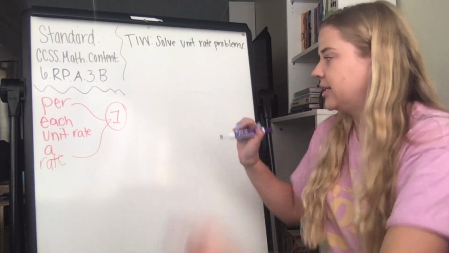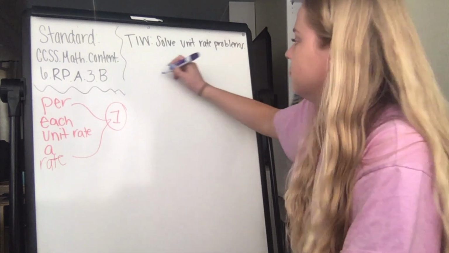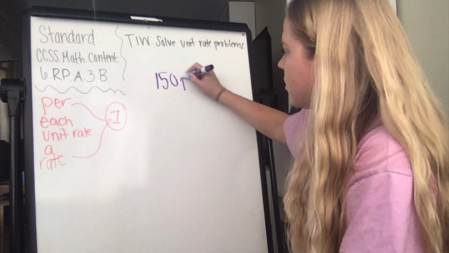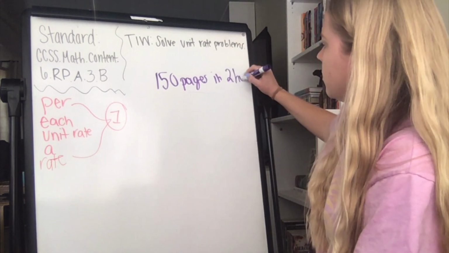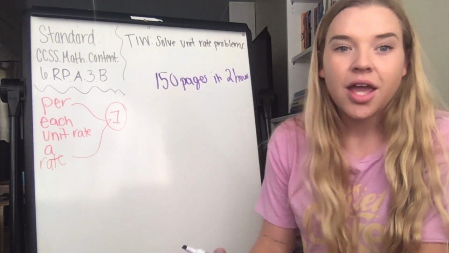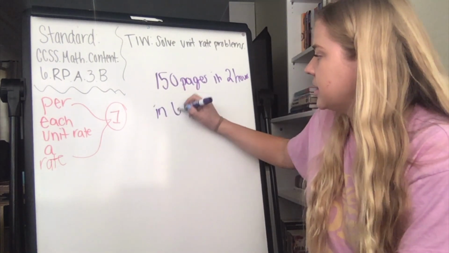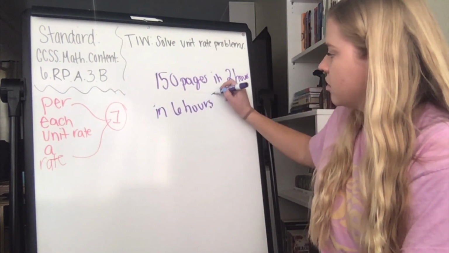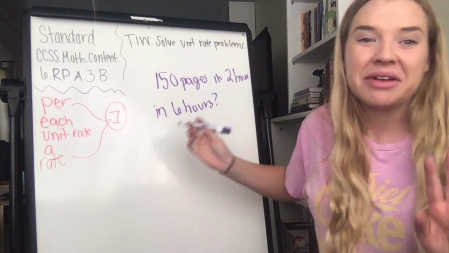Angie reads 150 pages in 2 hours. Okay? How many pages could Angie read in 6 hours? This is probably accurate, honestly, if not more. I would not be surprised.